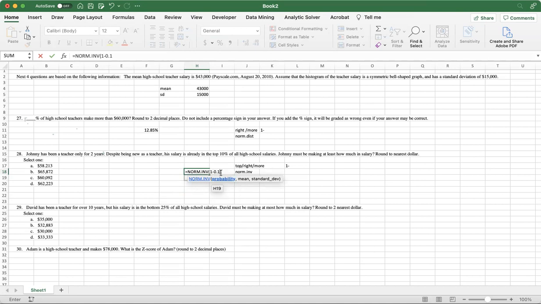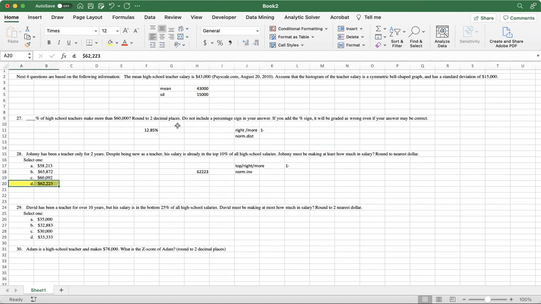If you put 1 minus on the outside for norm.inverse, meaning you do 1 minus norm.inverse, you're not going to get the right answer. So just be careful with that. Okay, so norm.inverse 1 minus 0.1, our mean, which is here, our standard deviation here. And there we go. So we want to round to the nearest dollar. So I'm going to click here and we can do this. So that's the nearest dollar. That matches with answer choice D. And I'm just going to highlight the right answer here. Okay. Moving on to 29.